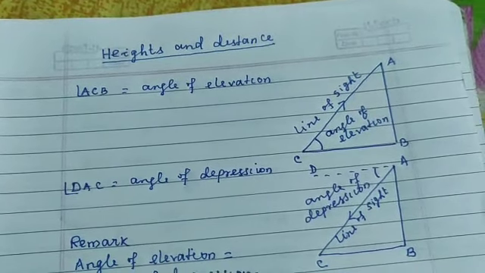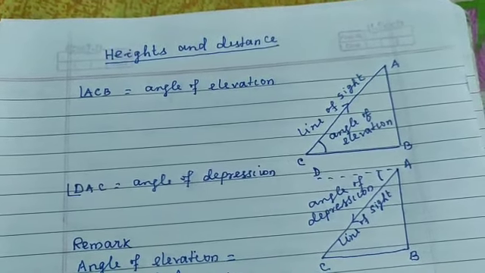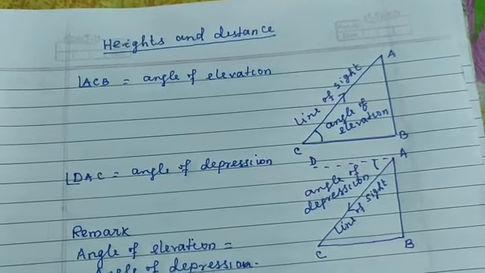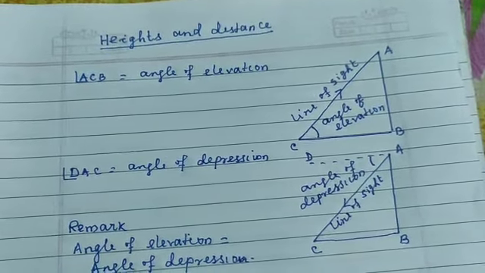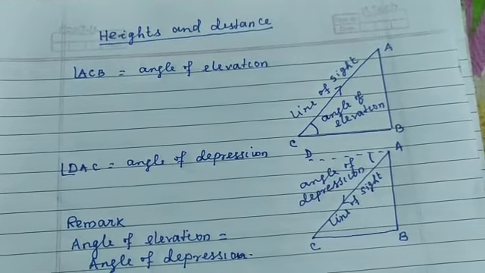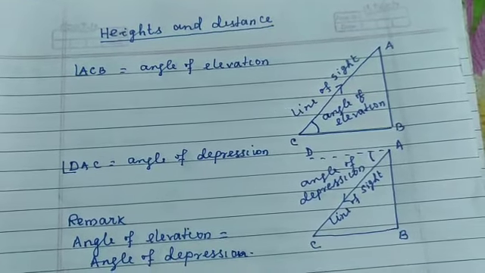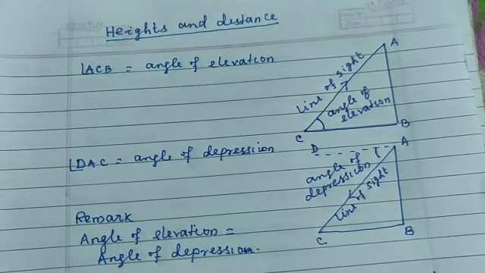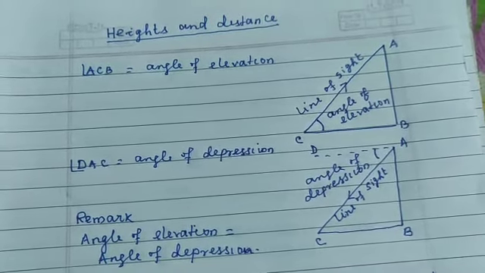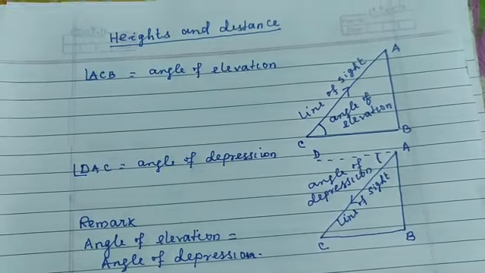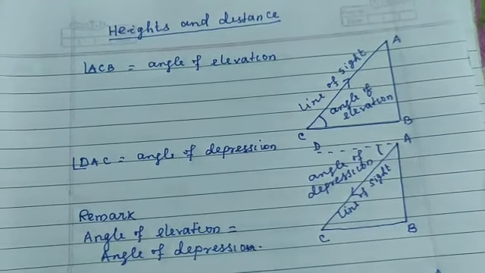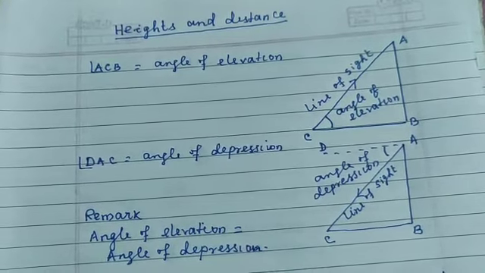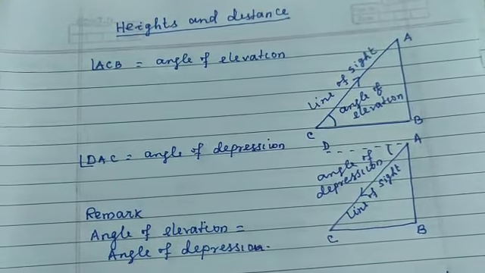Today I will teach height and distance, which is actually related to trigonometry only. Now, where is height and distance basically used? It is used to determine the height of buildings or the height of poles, or the distance between two buildings or two points.